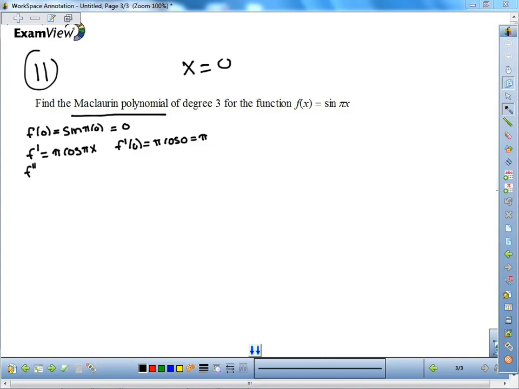So the second derivative is going to be the derivative of cosine, which is negative sine, times the derivative of the inside. And when we substitute 0, well, sine of 0 is just 0. The third derivative is going to be the derivative of sine, which is cosine, times the derivative of the inside. So the third derivative at 0 is going to be negative pi cubed cosine of 0, which is negative pi cubed.